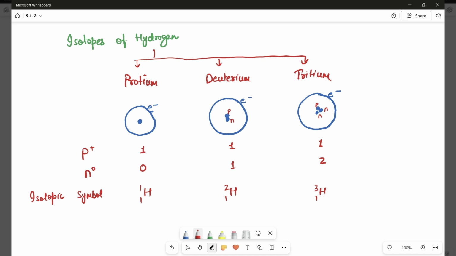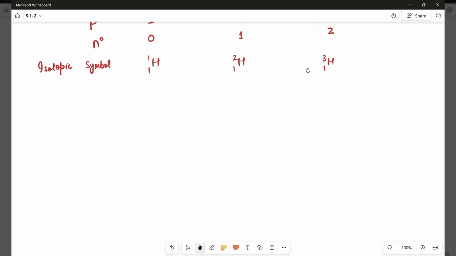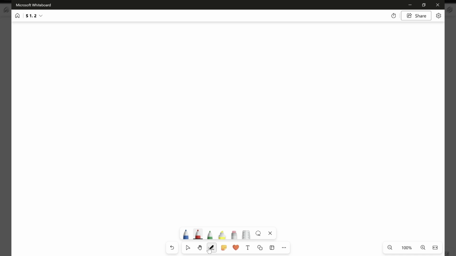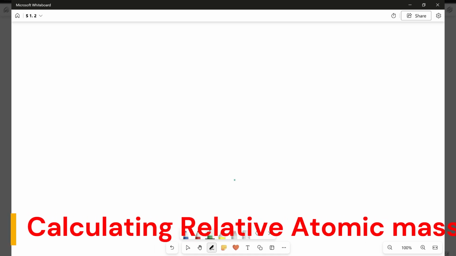Now when it comes to calculating the relative mass, let's take an example of how we can calculate. How to calculate the relative atomic mass, right? Let's talk about that. This is very important.